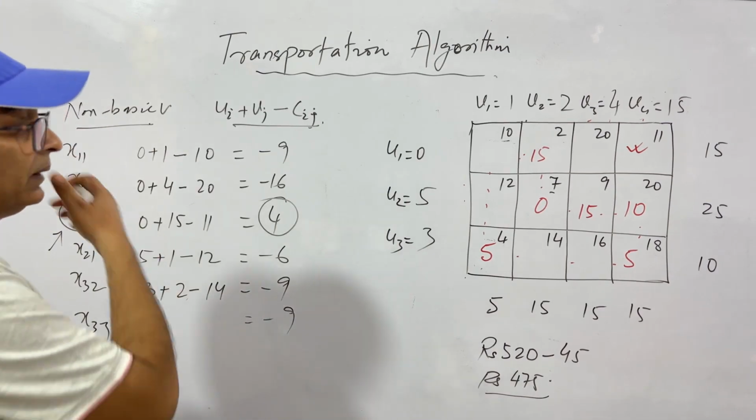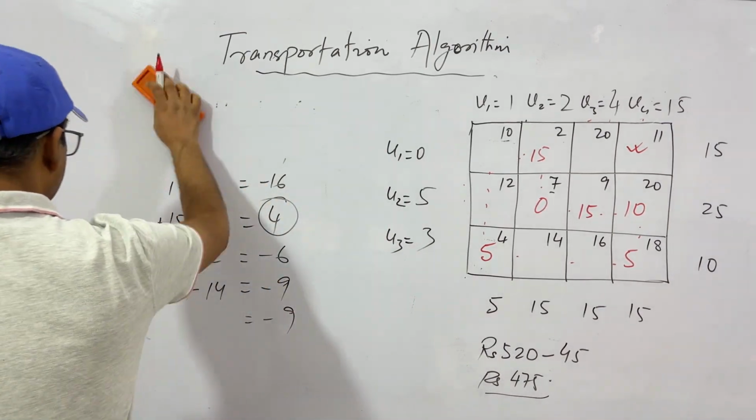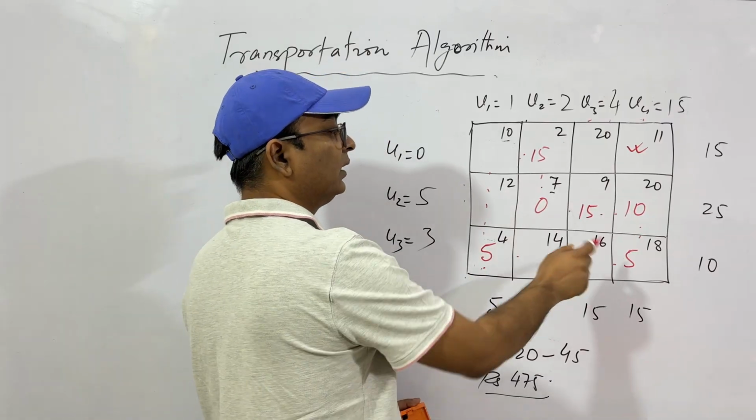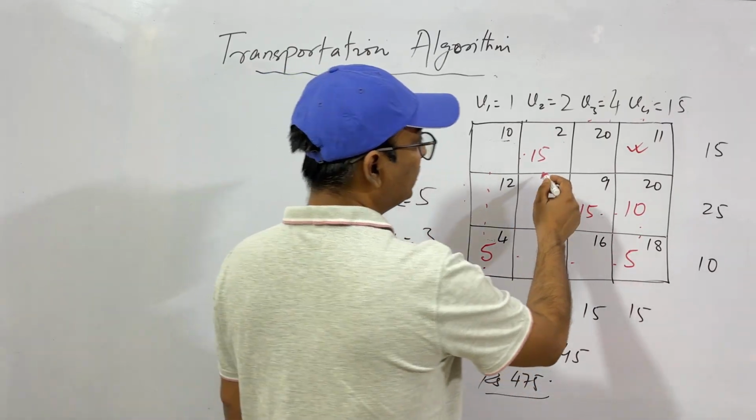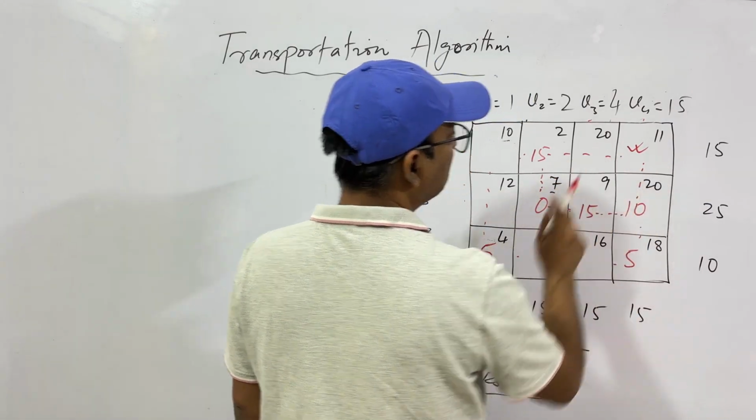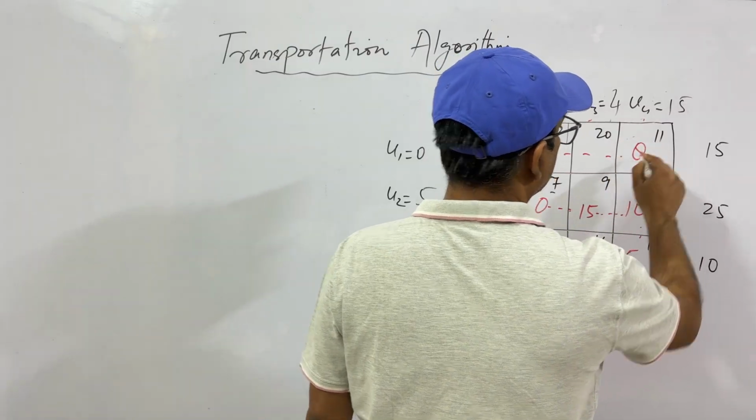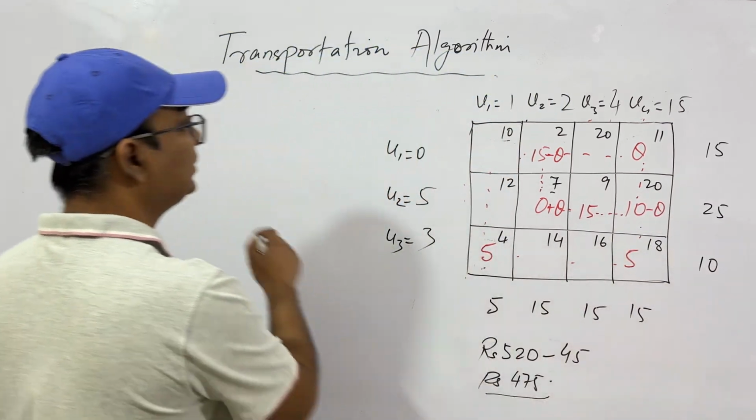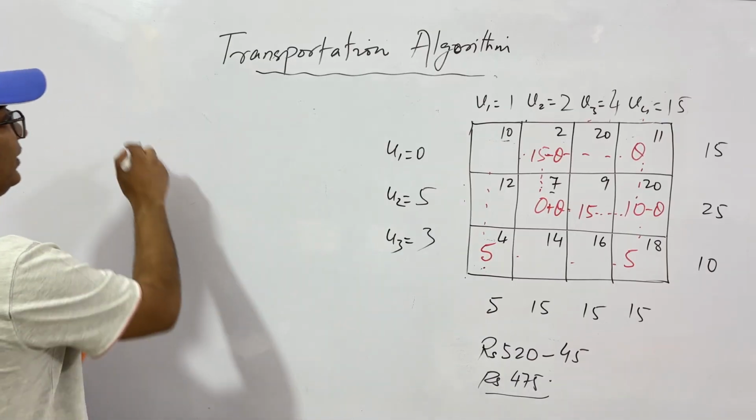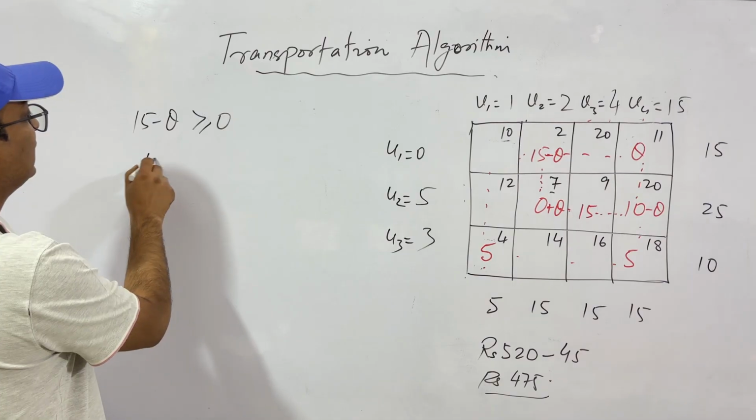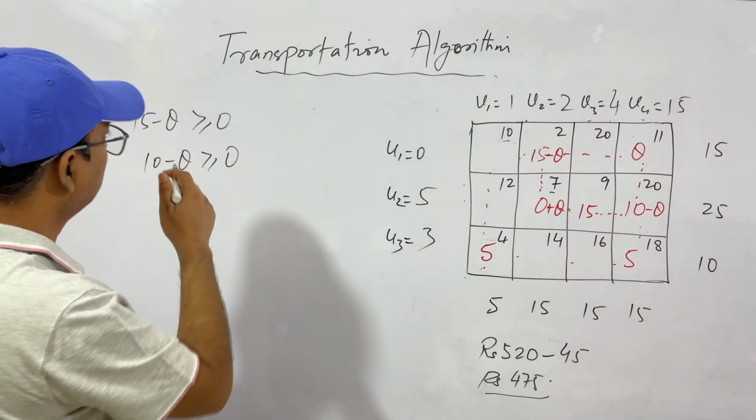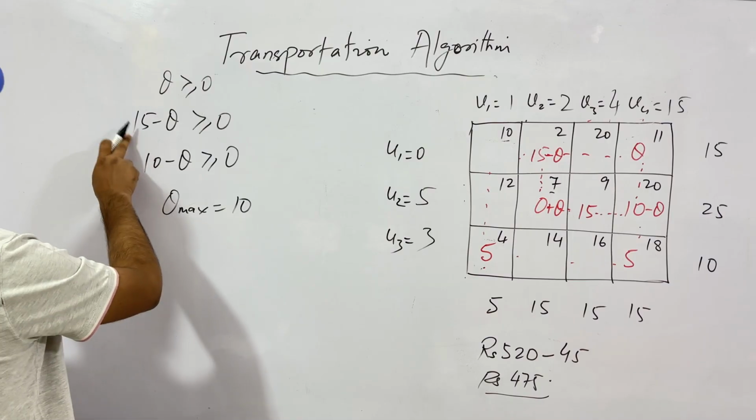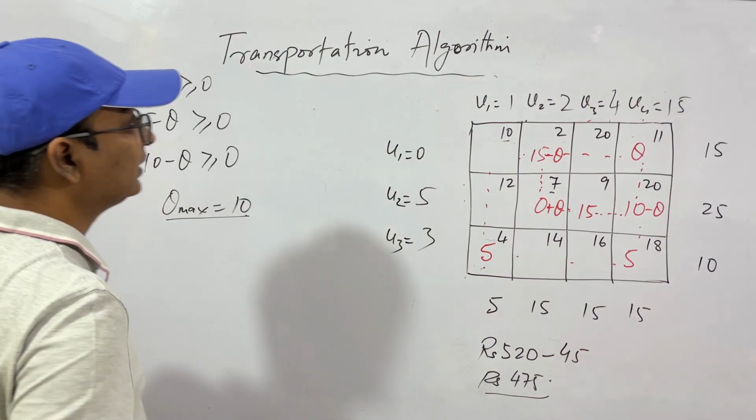So what we'll do, let's find out the value of this entering variable, theta. See, this is already covered, this is the new entering variable, and this is covered. So we take horizontal only. So this will be our new loop. Let this be theta. So this will be 15 minus theta, this will be 0 plus theta, this will be 10 minus theta, so that supply and demand are equal. So this means 15 minus theta is greater than or equal to 0, then 10 minus theta is greater or equal to 0, and theta is greater than or equal to 0. Okay, so theta max will be 10, because otherwise if we take theta equal to 15, this will be negative, which is not possible. So theta max is 10.